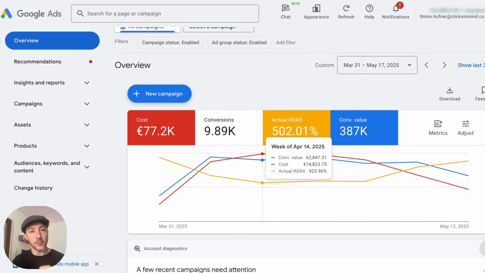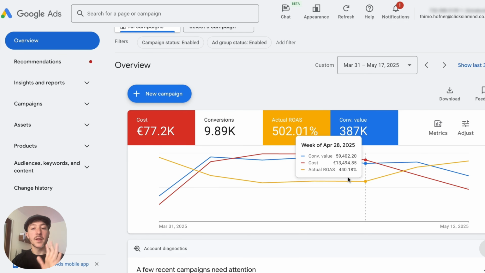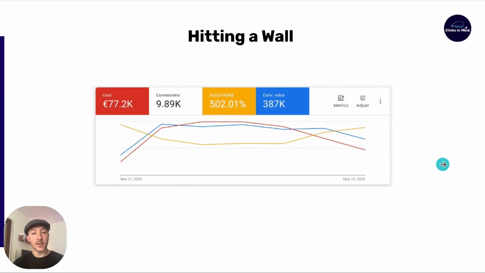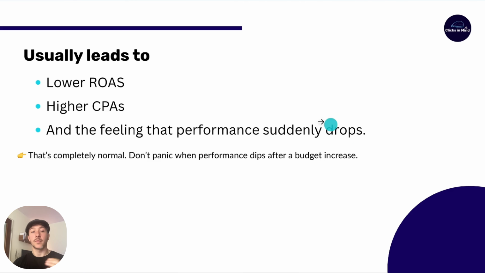And in this case, to correct this, the ad spend was decreased again, and you can see that the conversion value also decreased by a bit, but not as much. And you can see how the ROAS is going up again, and the conversion value also stays at a higher level. So as you can see, increasing your budget usually leads to a lower ROAS or higher CPAs and the feeling that the performance suddenly drops.